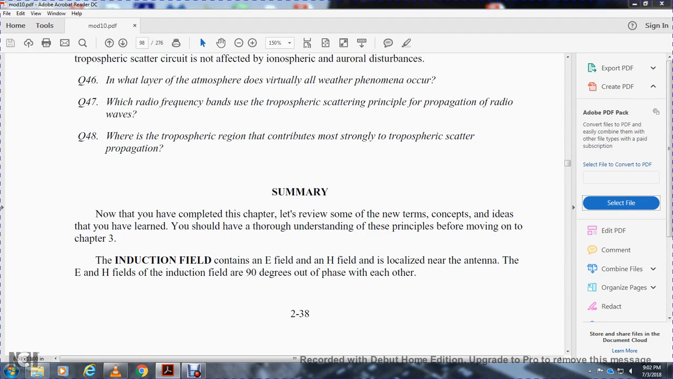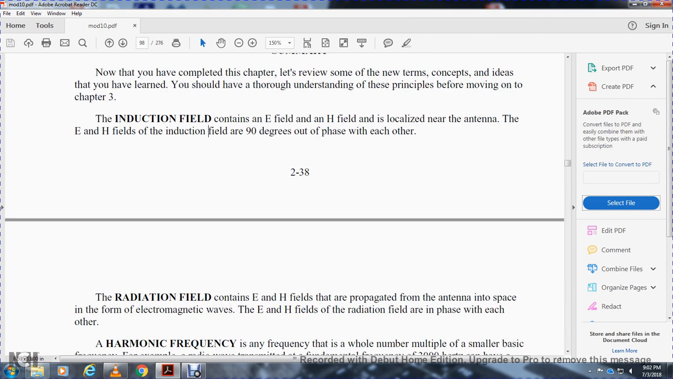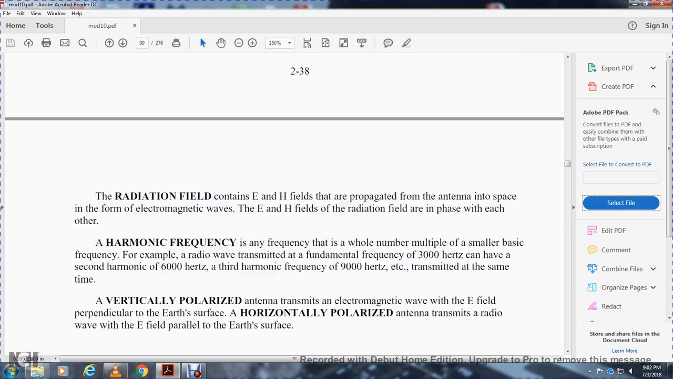The induction field contains the electric field and the magnetic field, but is localized near the antenna. The electric field and the magnetic field of the inductive field are 90 degrees out of phase with each other. The radiation field contains the electric field and the magnetic field, but they are propagated from the antenna into space to form an electromagnetic wave. The electric and magnetic fields of the radiation field are in phase with each other.